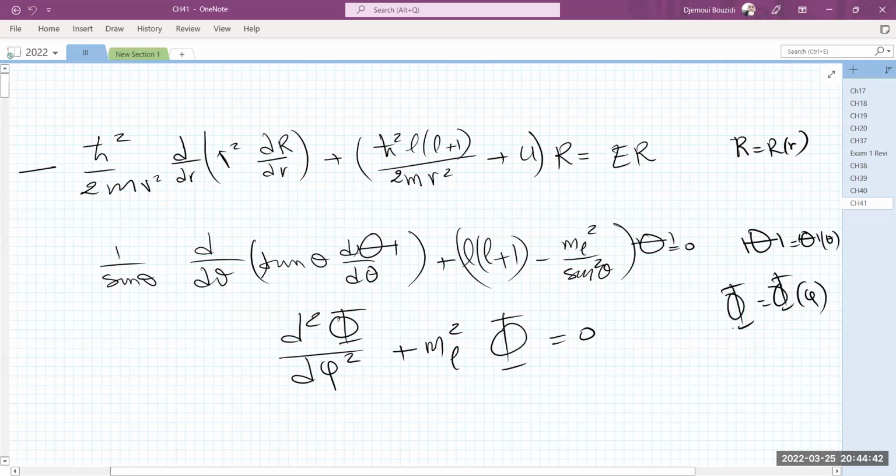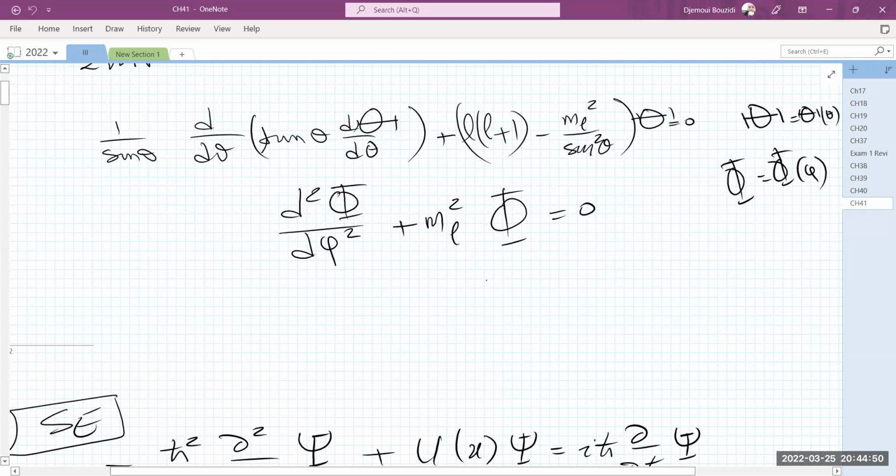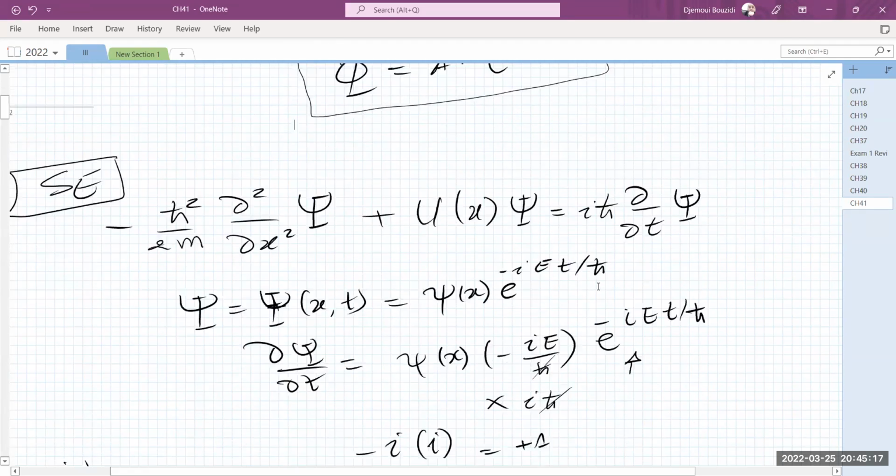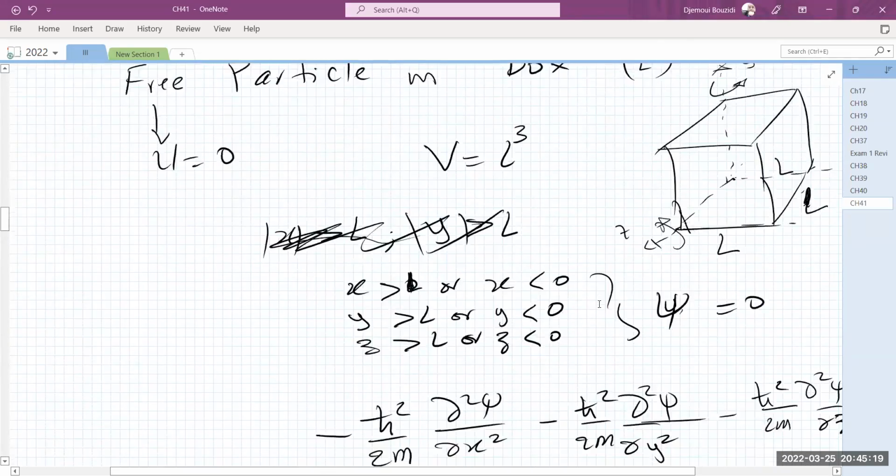So in this case, you do separation of variables and you end up with these three equations. The last one is the easiest one to solve. As a matter of fact, that gives me a solution that looks like this. Phi is similar in a sense, so there is a constant in here, which we don't care about, times e to the i ml phi, where ml is just a number at this point. So this is going to be the phi dependence of the wave function. This is important at this point.